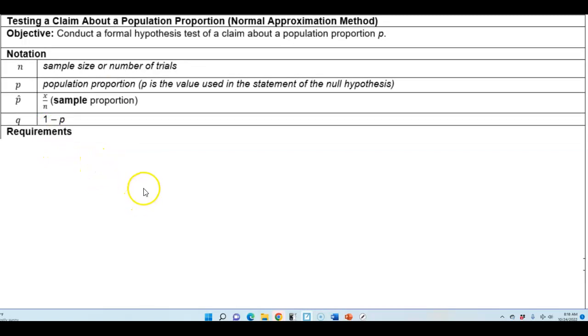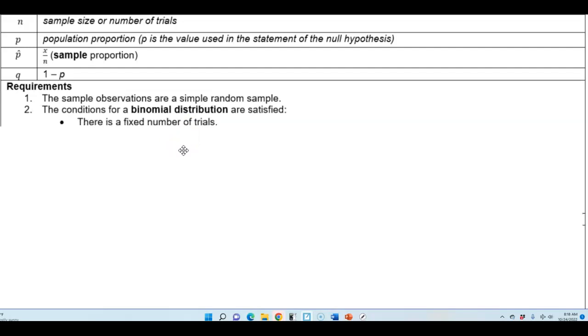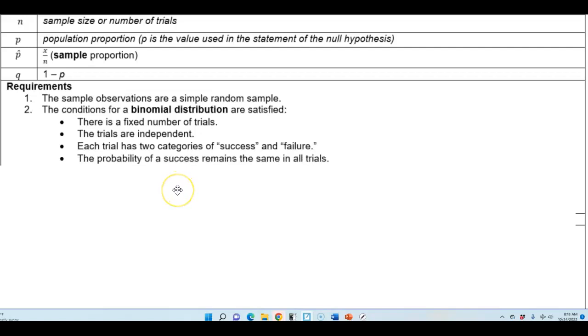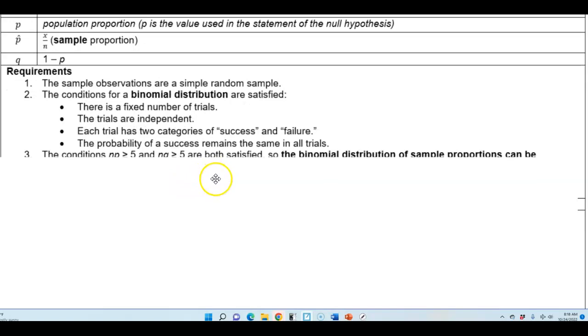And the requirements. Number 1, that the sample observations are a simple random sample. Number 2, the conditions for a binomial distribution are satisfied. There is a fixed number of trials. The trials are independent. Each trial has 2 categories of success and failure. The probability of success remains the same in all trials.